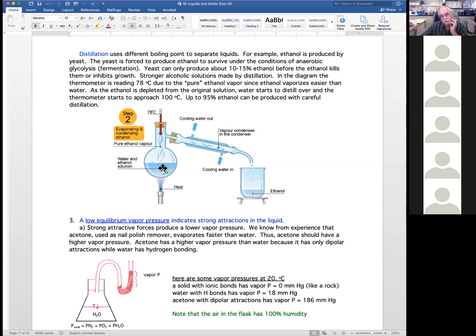When I get a significant amount of ethanol coming out already, I'm going to notice that the temperature is going to start to go up. When all the ethanol is gone, I'm going to be reading 100 right here, and I'm just distilling water over. So there will be some point when the temperature starts to go up that you stop and say, no, I'm not going to do this anymore, because I want this to be a certain strength over here.